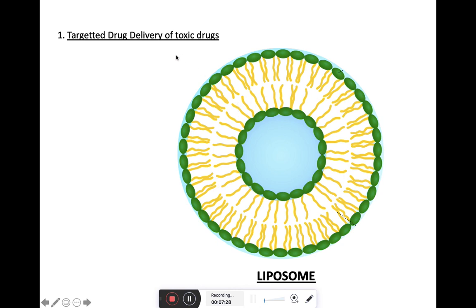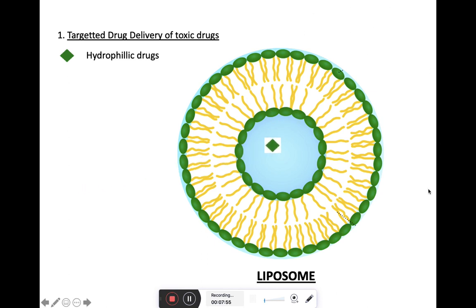The role of the liposome is for targeted drug delivery of toxic drugs. For example, some anti-cancer drug is to be delivered to the cancerous tissue. The problem with anti-cancer drugs is that they have systemic toxicity. To reduce the systemic toxicity, we target the anti-cancer drug to the cancerous tissue only. So this drug will be carried in the liposome. Suppose there is a hydrophilic drug. It can be easily carried in the core of the liposome.